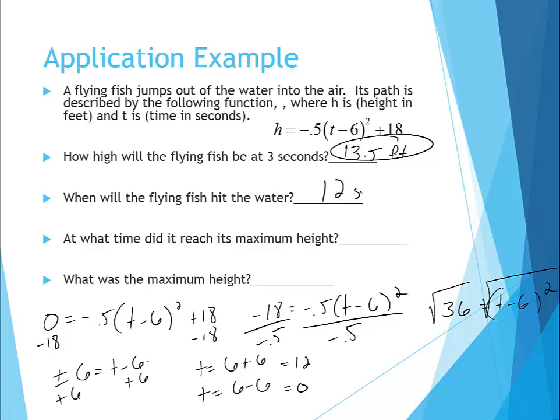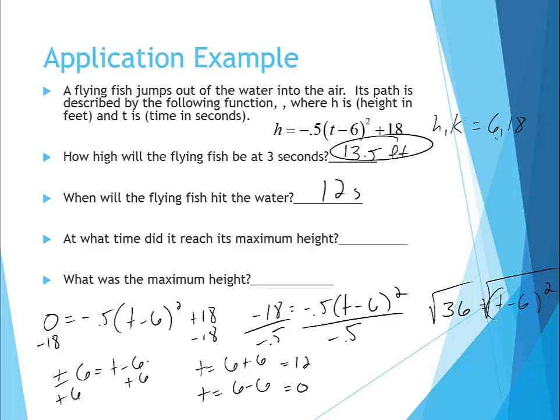Two more questions, which are really easy. At what time did it reach its maximum height, and what was the maximum height? Now, this equation deals with the parabola. And the maximum or minimum point of a parabola is its vertex. So this is vertex form. Let's find our vertex, which is going to be h, k. So h, k is going to be 6, 18, where 6 deals with time, 18 deals with height.